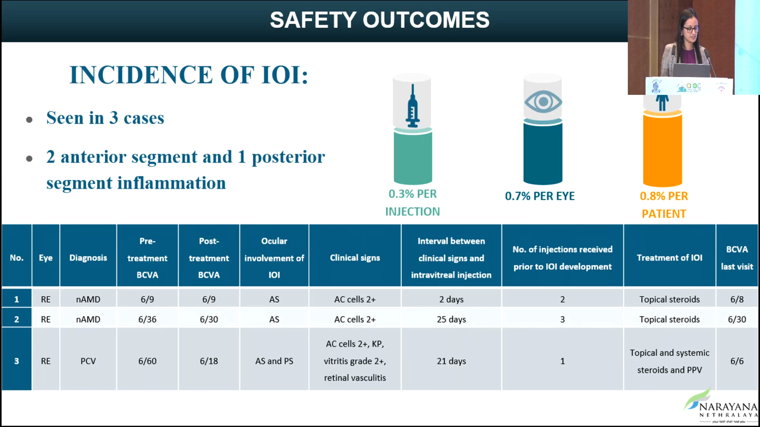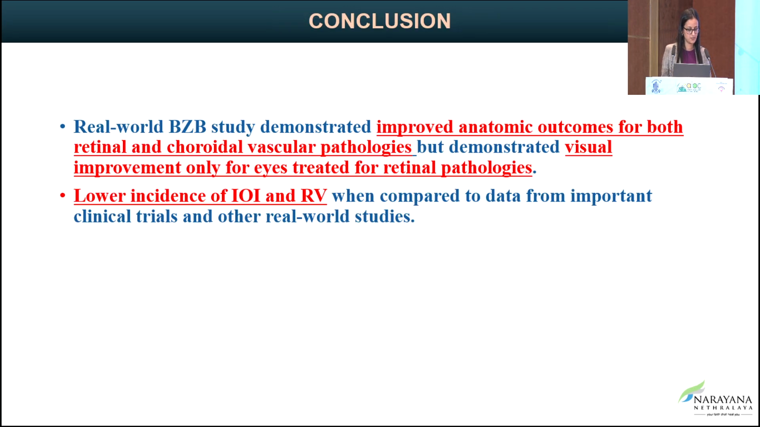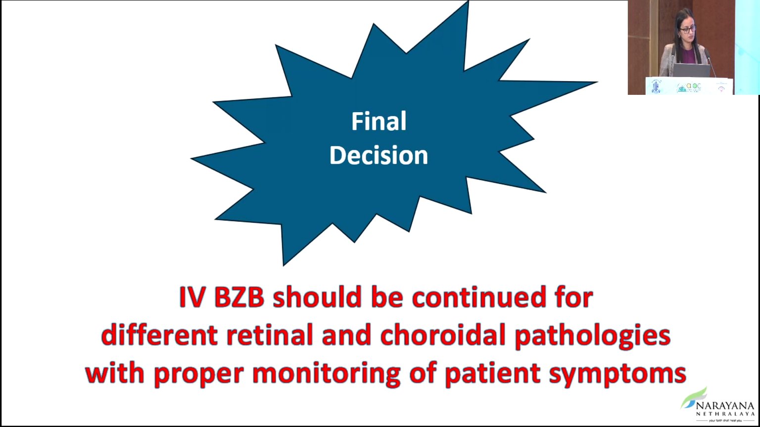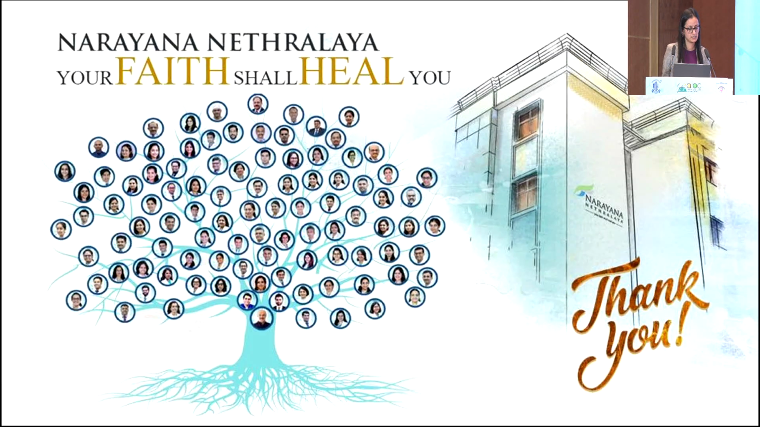On the safety outcomes, 3 cases of intraocular inflammation were seen, with 2 being anterior segment and 1 being posterior segment, and that needed PPV, but the vision was restored. So the incidence was 0.3% per injection, 0.7% per eye, and 0.8% per patient. A real-world brolucizumab study demonstrated improved anatomical outcomes for both retinal and choroidal vascular pathologies, but demonstrated visual improvement only in the eyes treated for retinal pathologies. A lower incidence of IOI and RV was seen compared to the clinical trials. So we conclude that intravitreal brolucizumab should be continued for different retinal and choroidal pathologies with proper monitoring of patient symptoms. Thank you.